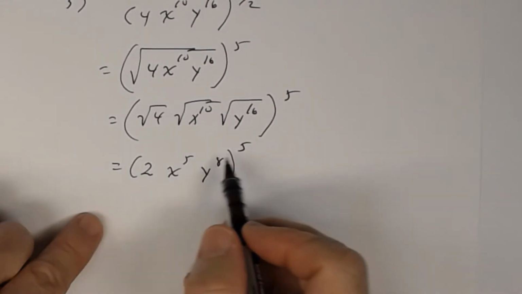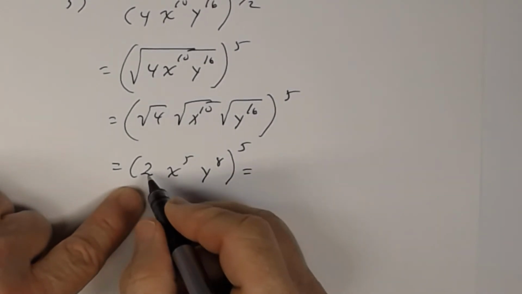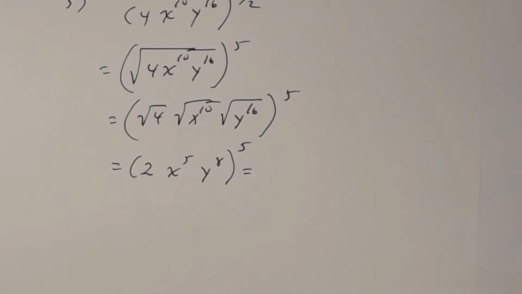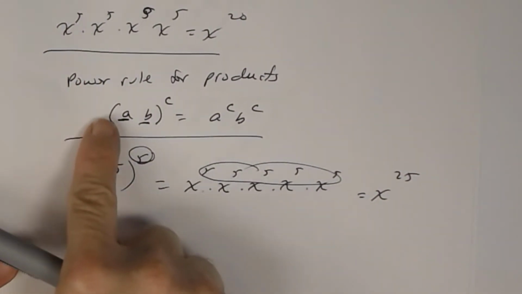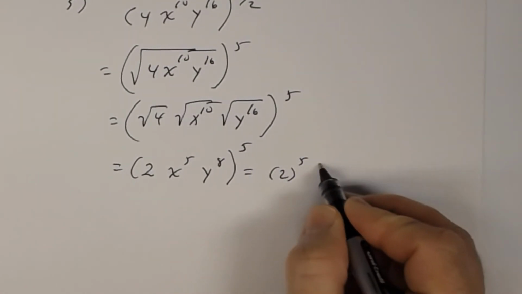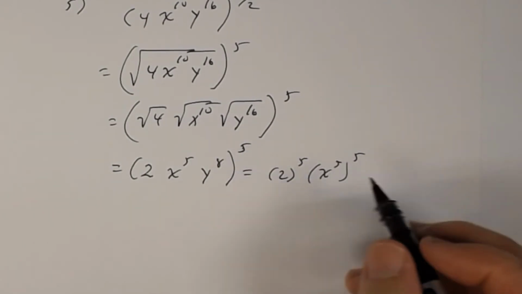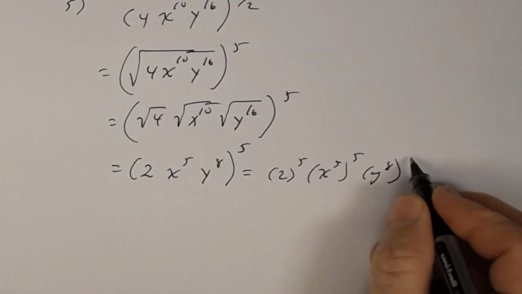And then all I have to do now is simplify this, get rid of the parentheses. So you're going to use the power rule for products. So that's going to be 2 to the 5th, x to the 5th to the 5th, and then y to the 8th to the 5th.